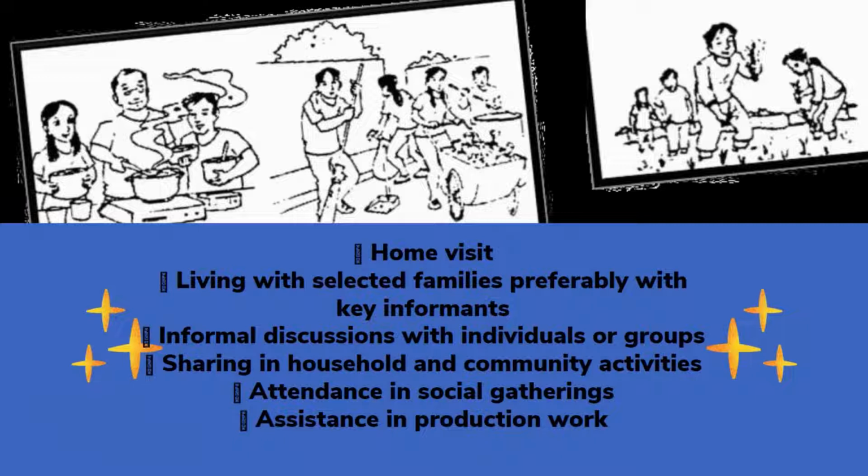Okay. Next is sharing in household and community activities. So in project implementation, we make sure that the community people are involved. Okay. We just do not go to a community and give projects, but we make sure that we empower the community people. Then attendance in social gatherings. There are times that a community may have a meeting and they will invite students so that they can participate and gather information on what appropriate project they want to implement.